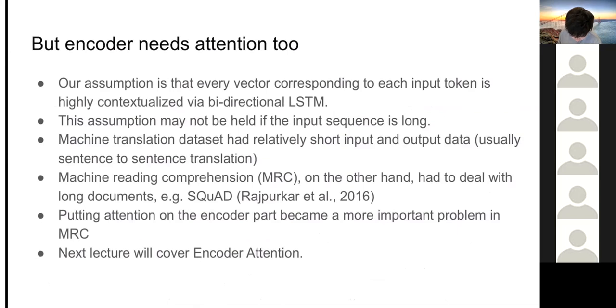And important notes though. Our assumption is that if this works well for machine translation, every vector corresponding to each input token is highly contextualized through the LSTMs. What that means is that because only the decoder can look into the encoder, the encoder vectors cannot look at each other, right? They have only access to very nearby tokens by the definition of LSTM. So our assumption is that LSTM is powerful enough so that it can be highly contextualized on the encoder side.